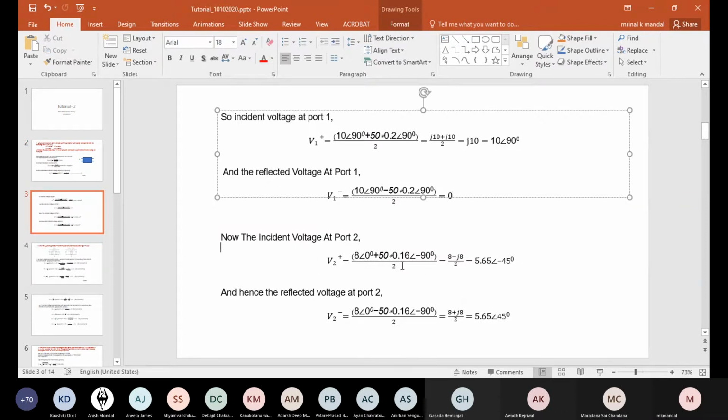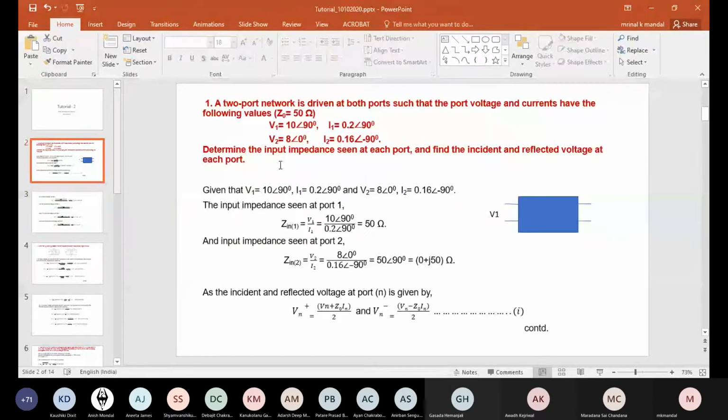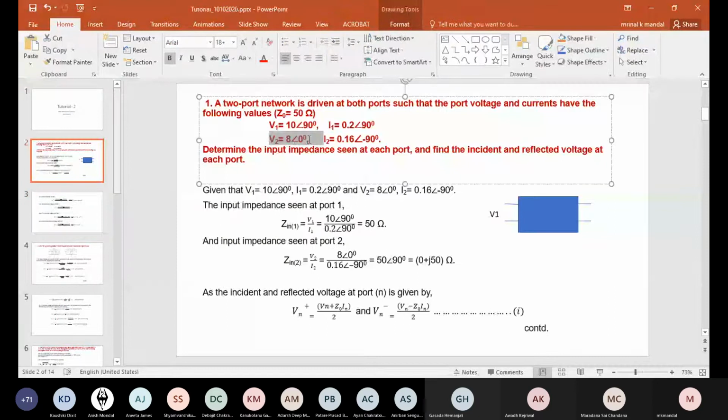So you repeat it for port 2, same thing. Now consider this voltage V2 and current I2. I2 is flowing through what? 50 ohm load. It's given Z0 is 50 ohm.